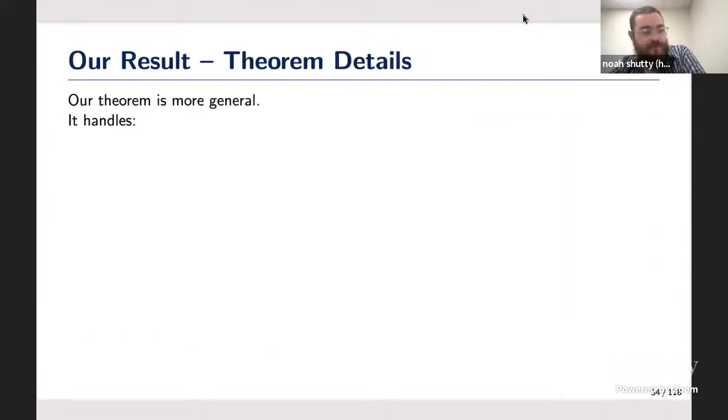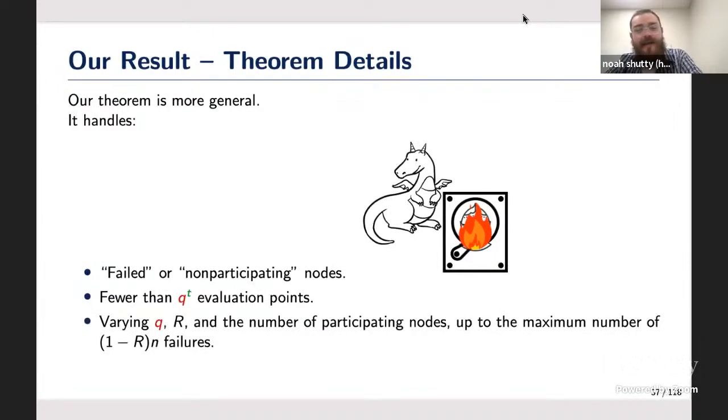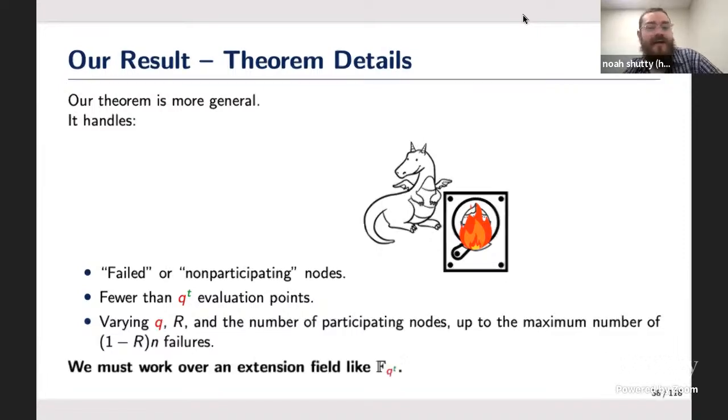And our theorem is more general than this. You can handle some non-participating nodes or failed nodes that don't send any data. And equivalently, you can imagine they never existed in the first place, meaning you can have fewer than Q^T evaluation points. I'll just note that our results are the best when you use the entire extension field F_Q^T and all of the nodes participate. But you can handle some of them being gone. And you can vary these quantities like Q and the rate and the number of participating nodes. Of course, you can't handle more than 1 minus R times n failures, or else you'd have catastrophic data loss. So that's our theorem, and you can see our paper for the details.